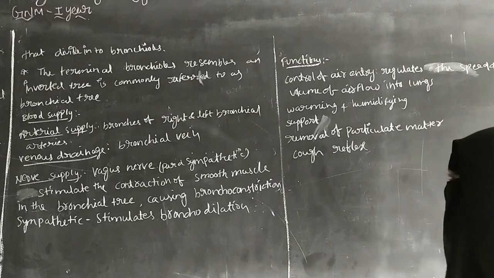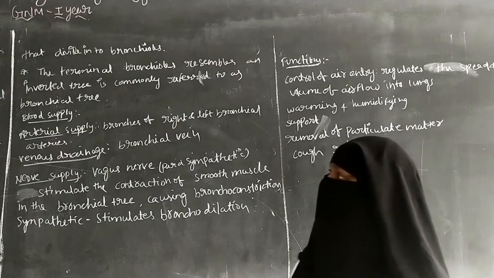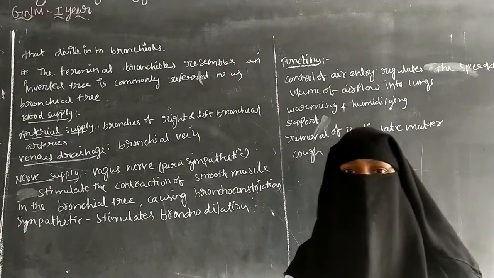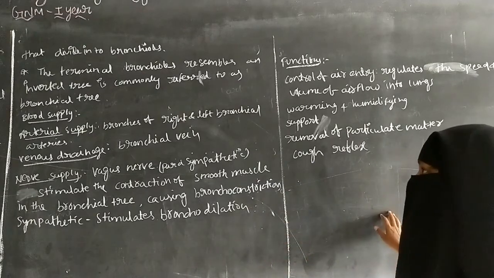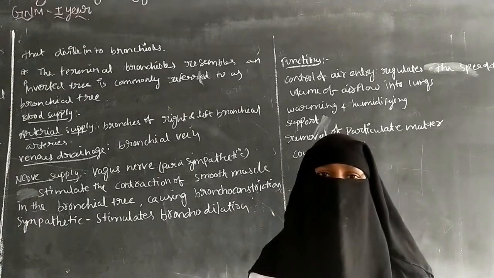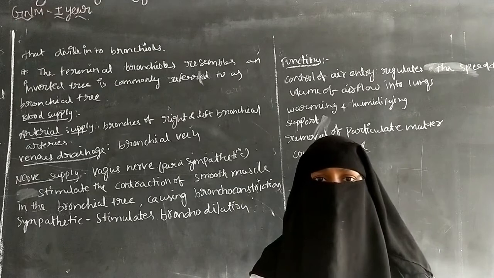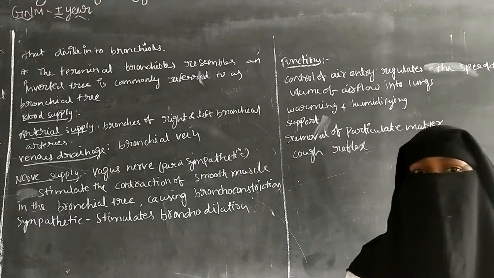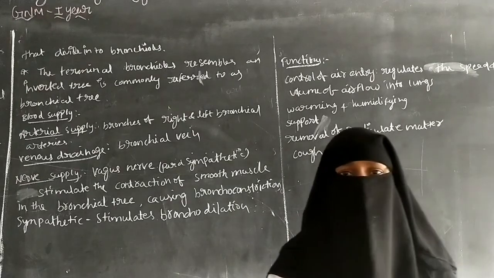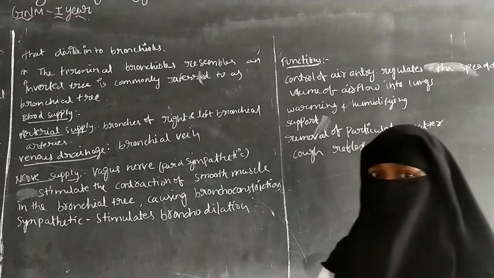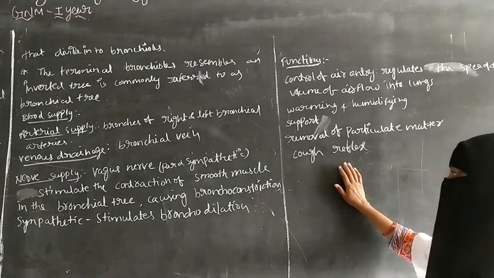And the next one is the cough reflex. In the cough reflex, the respiratory and abdominal muscles contract and the air is released under pressure, and it causes the expelling of mucus or foreign materials from the mouth. It causes the cough reflex.